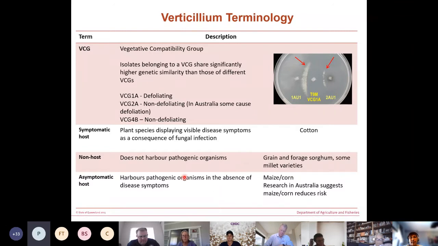But an asymptomatic host harbours the pathogen, but there aren't disease symptoms. Some of these are still very good options for rotations because the level at which the pathogen is invading that host is quite minimal. So we know, for example, that maize, corn, is a really useful crop in a rotation to reduce disease and reduce the microsclerotia, even though it is termed an asymptomatic host.